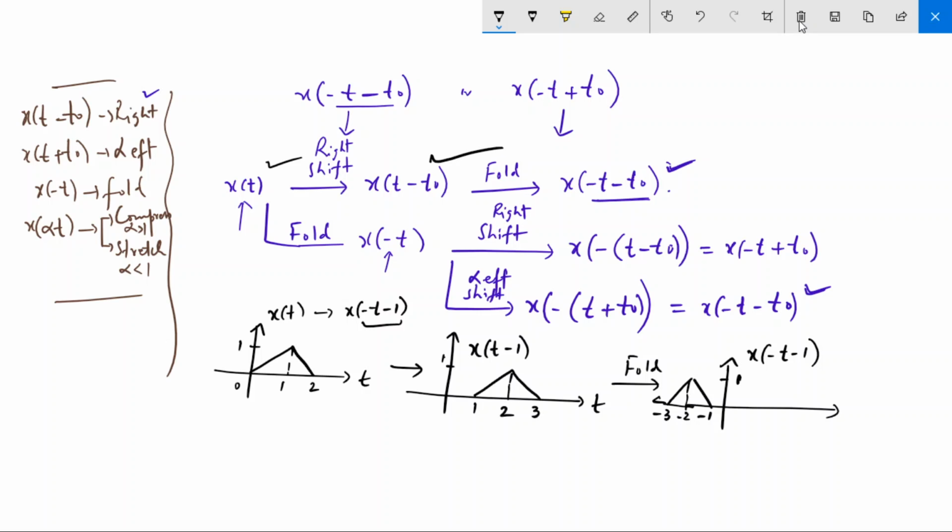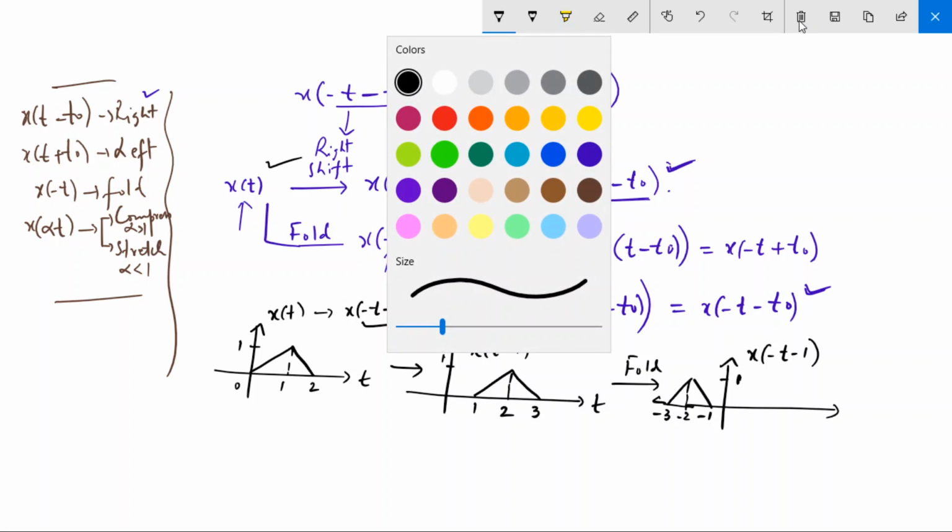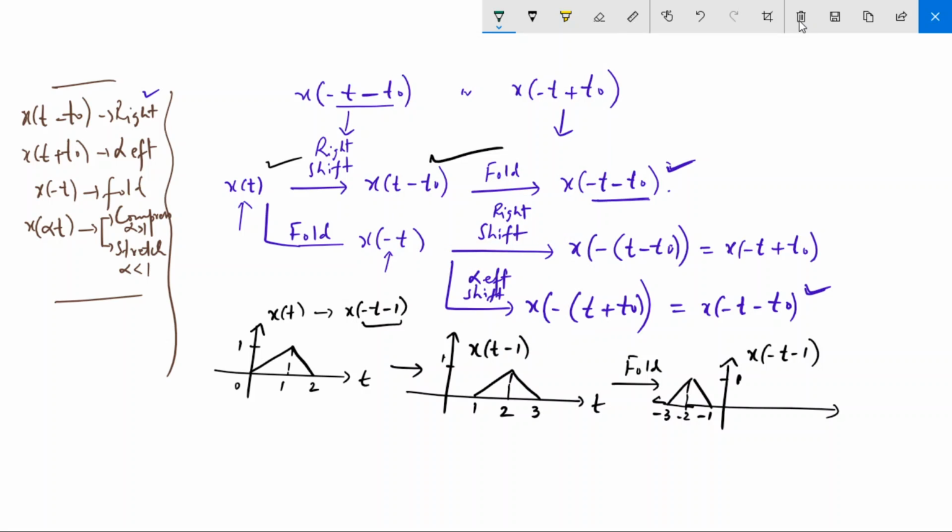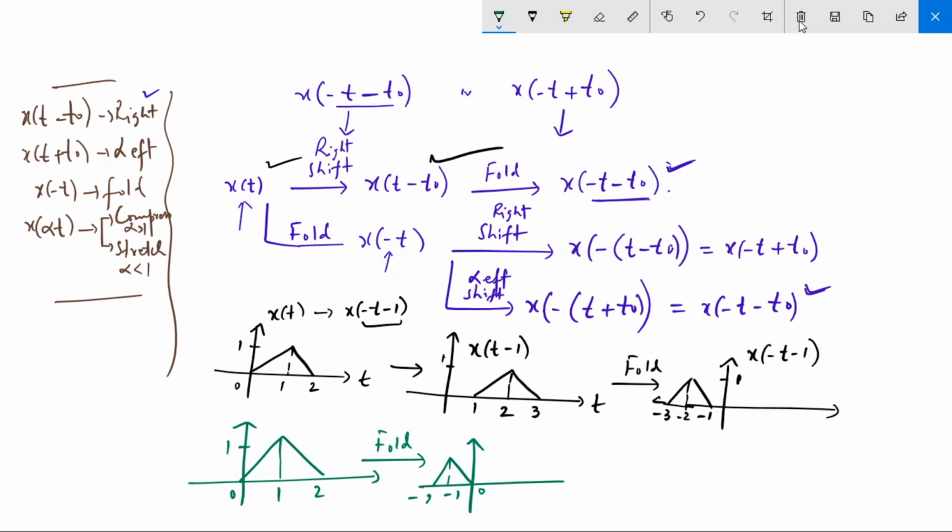Using this procedure. Now if I use the second one, that we first fold it, okay, the same signal, but in place of shifting first, I am folding it. If I apply first the fold operation, I will get a signal like this: 0, minus 1, and minus 2. This is my x(-t), and then we shift it.